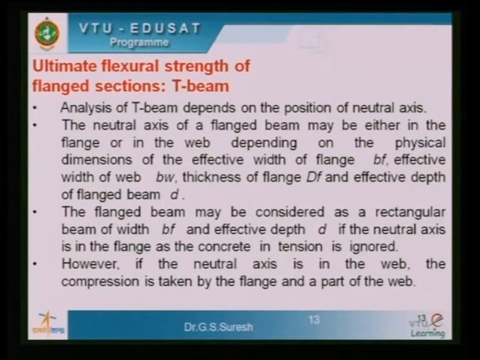Depending on this, I can consider two positions of the neutral axis. One is in the flange. If the neutral axis passes through the flange, then part of the flange and the web becomes useless because they are under tension. Now, it becomes a rectangular beam of size flange width into the neutral axis depth, that we should avoid because we are not utilizing the capacity of the web.